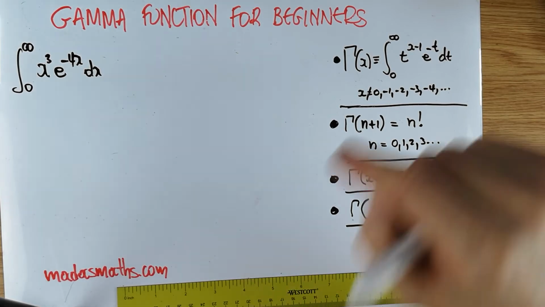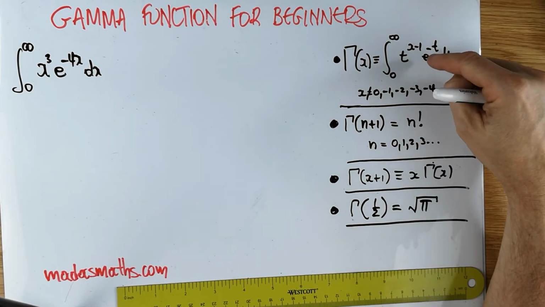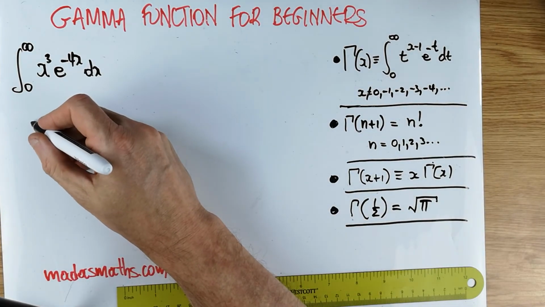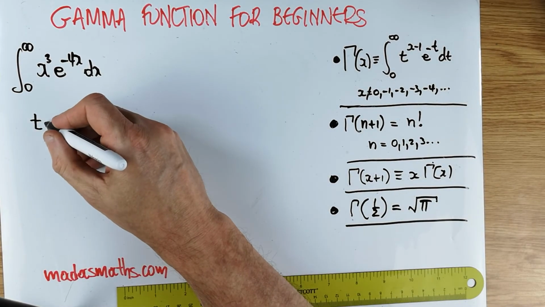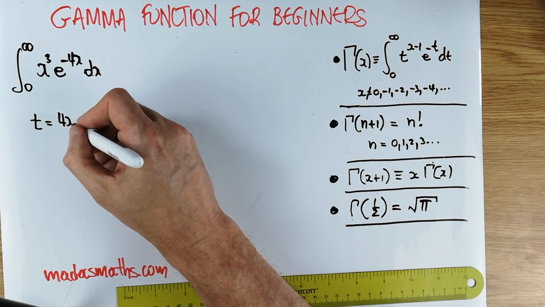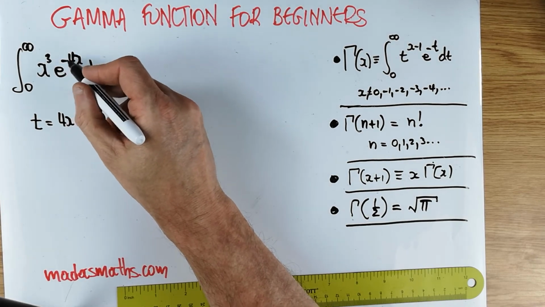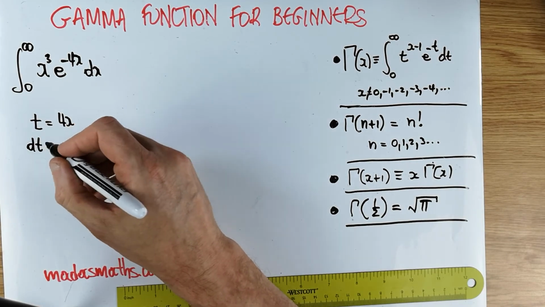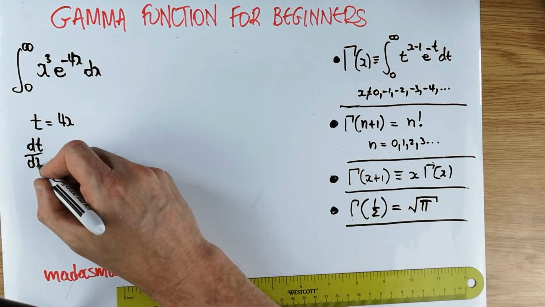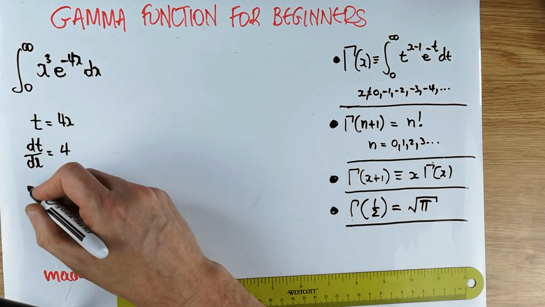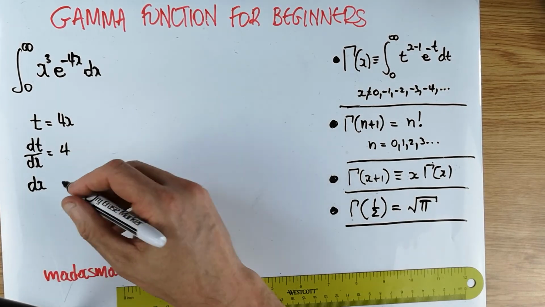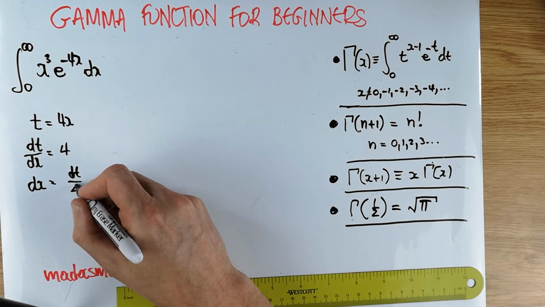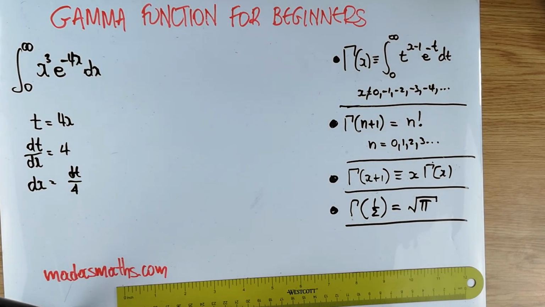Okay, so if we look at what we're trying to get in there, we're trying to get e to the minus just a single letter. So we're going to use a substitution. Conveniently here, I'm going to use t. t is equal to 4x. So this is going to become e to the minus t. Let's differentiate it. dt by dx is going to be equal to 4. And therefore, my dx is going to be dt divided by 4.